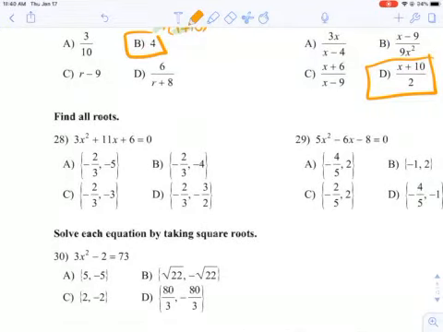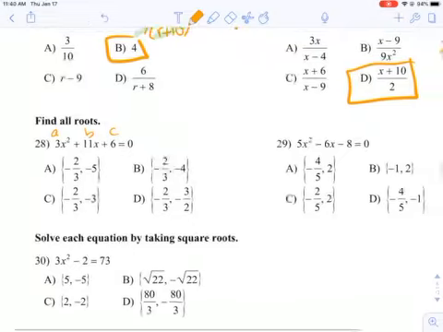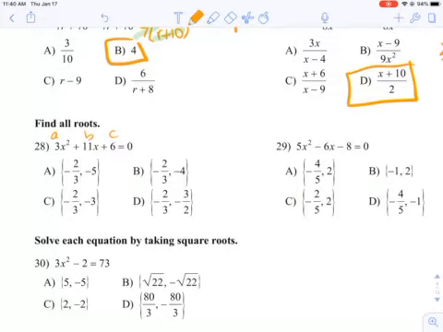Okay, this one's find all roots, but it's just a quadratic. So you're going to use your A, your B, and your C. If you do not know how to factor, you can use the A, B, C, or you can just factor this. We're going to just use the quadratic formula. I think most of you will.